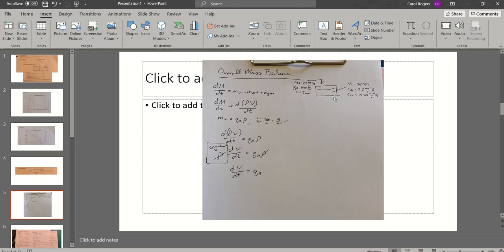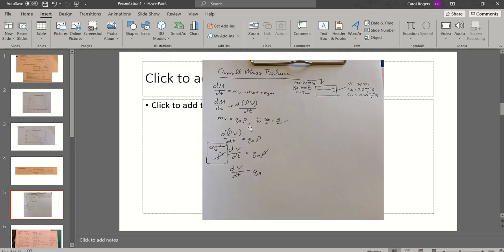So here we've got our reactor, we've got our stream coming in, we've got our initial concentrations here. So you start with your overall mass balance, dm/dt equals m dot in minus m dot out plus m generated. The total mass inside of the reactor at any given point is given by the density times the volume of the fluid that's in the reactor, and then the mass added into the reactor is given by QA times rho.